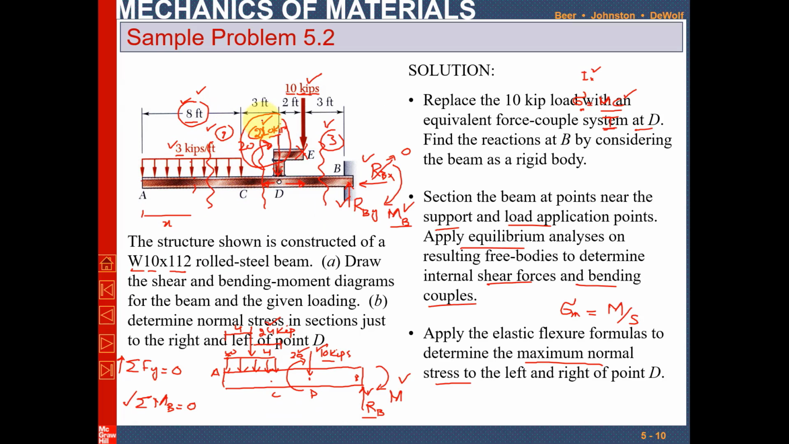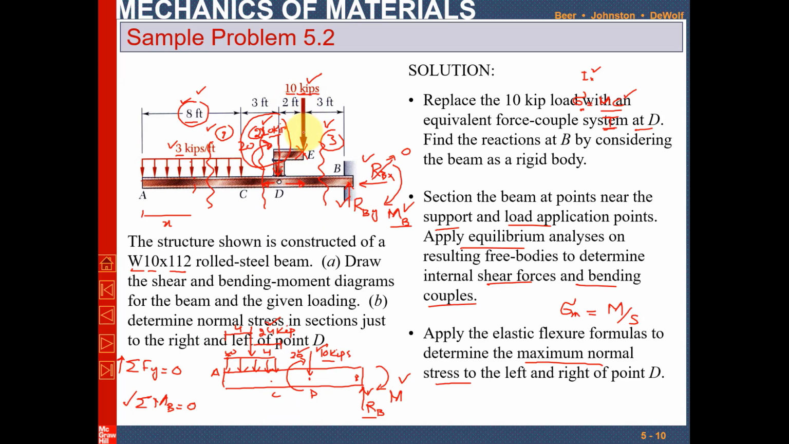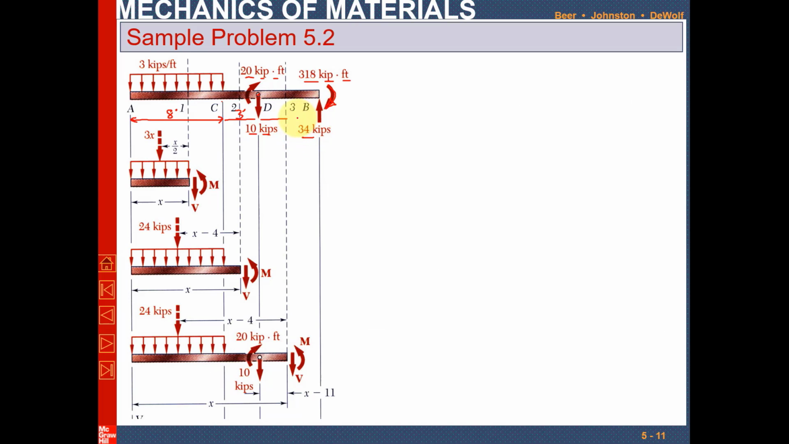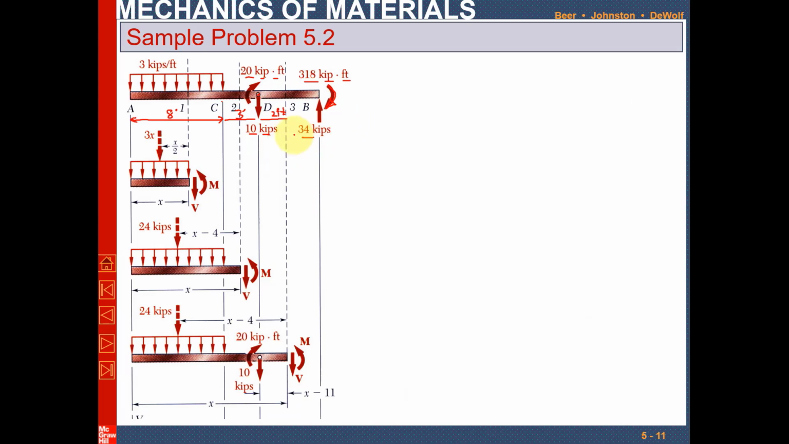From C to D it is 3 feet. From D to E it is 2 feet. And from D to B it is 5 feet. That means this is 5 feet.